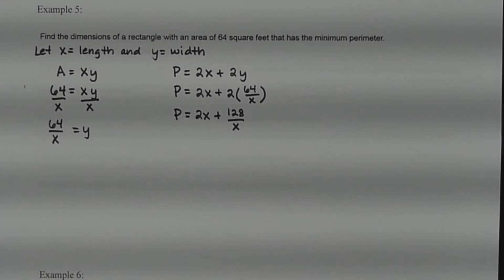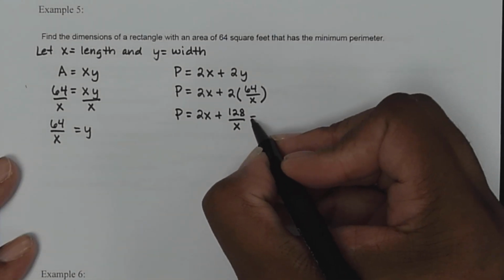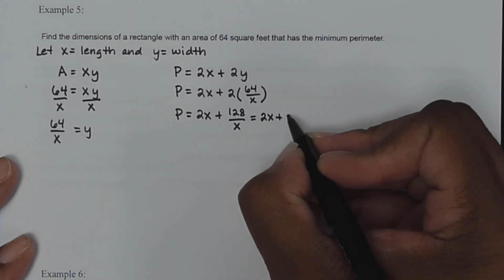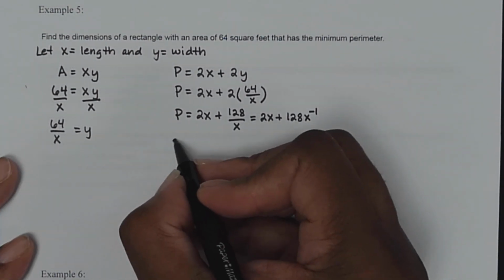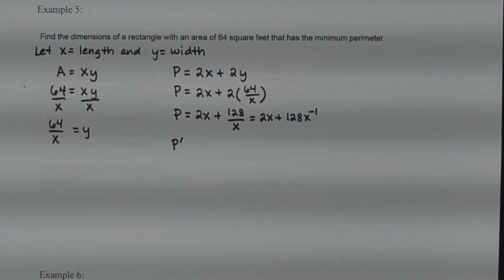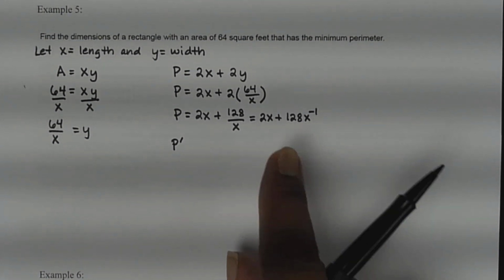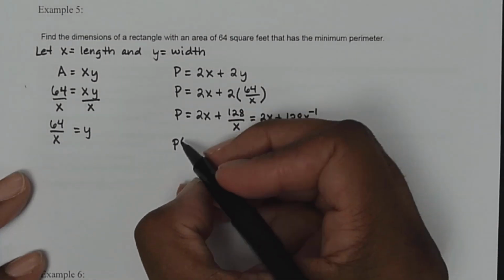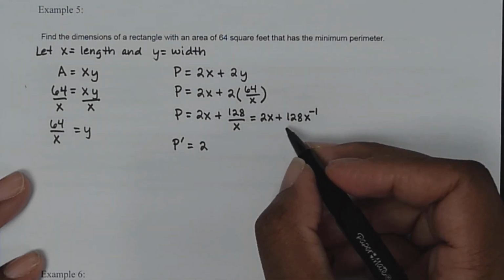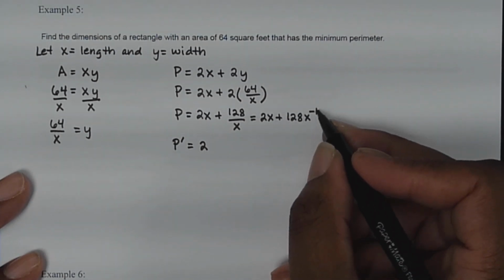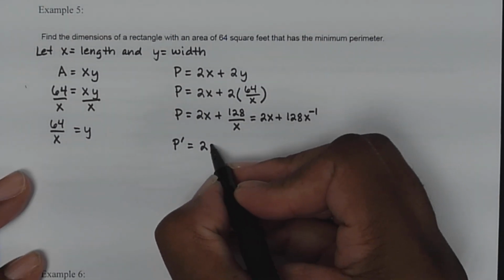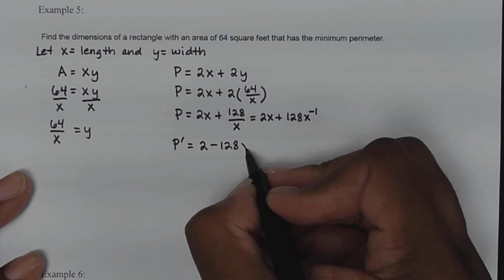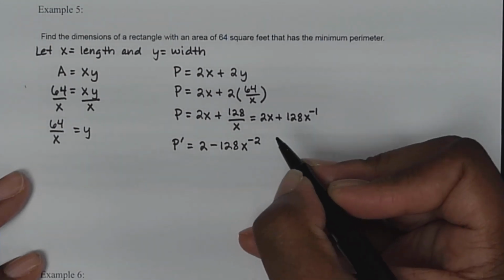Now, I also can write that using negative exponents as 2x plus 128x to the negative 1. And the reason for that is that I'm going to find the derivative of that perimeter formula. So P prime, if I take the derivative of 2x, that will be 2, so P prime would be equal to 2. And then if I take the derivative of 128x to the negative 1, bring the negative down, multiply it by 128, it'll be minus 128. Copy the x over to the 1 less power, negative 2.